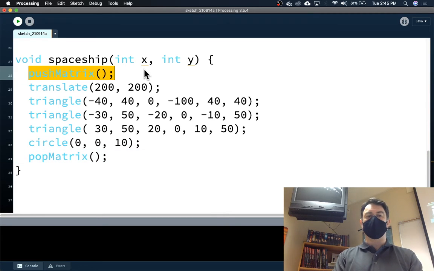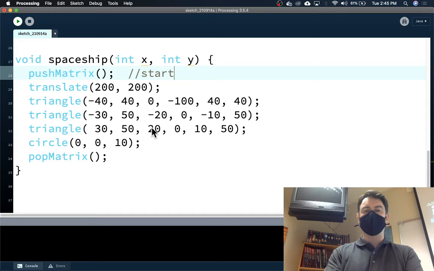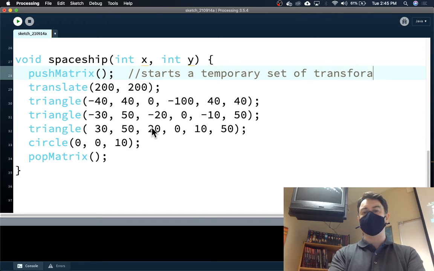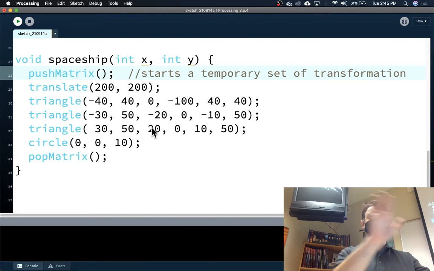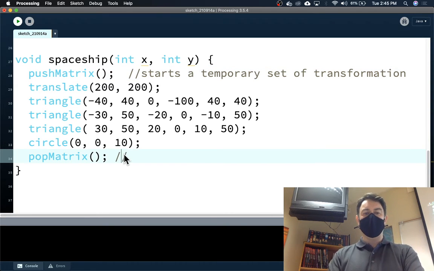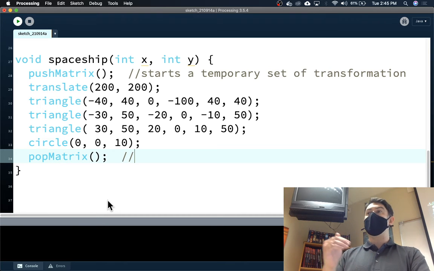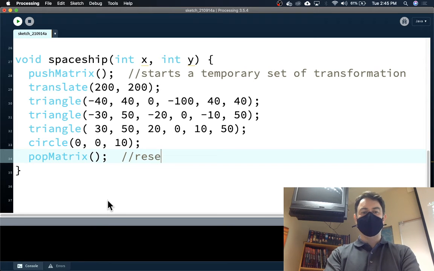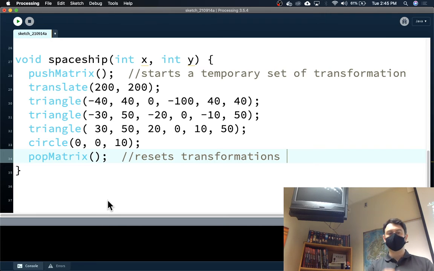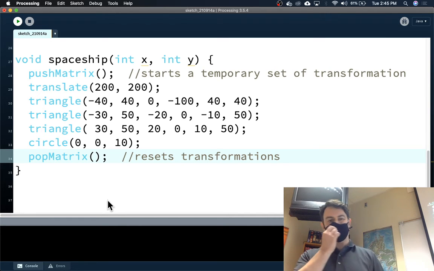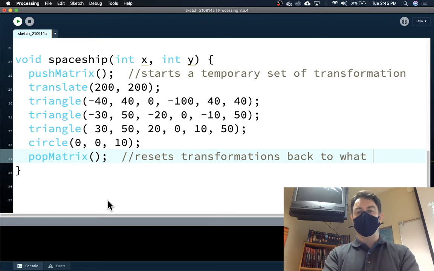All you need to really know is that push matrix starts a temporary set of transformations. And I mean that in the mathy sense, like translations, rotations, reflections, all that stuff you may have learned in math. Pop matrix ends and resets every transformation back to normal. So this resets transformations, such as translate and rotate, we'll see later on. So this resets transformations back to what they were.